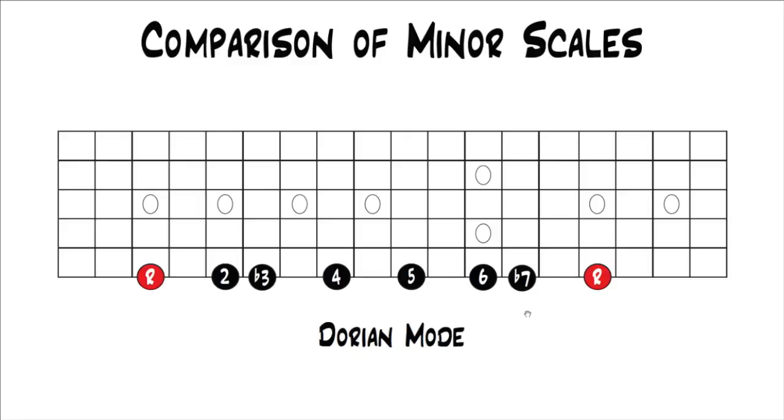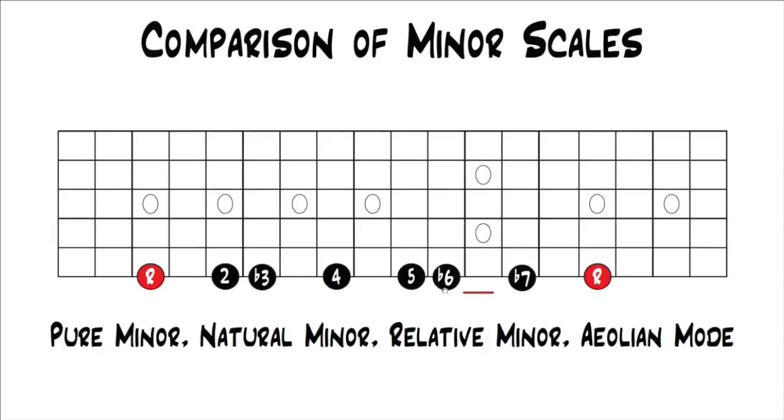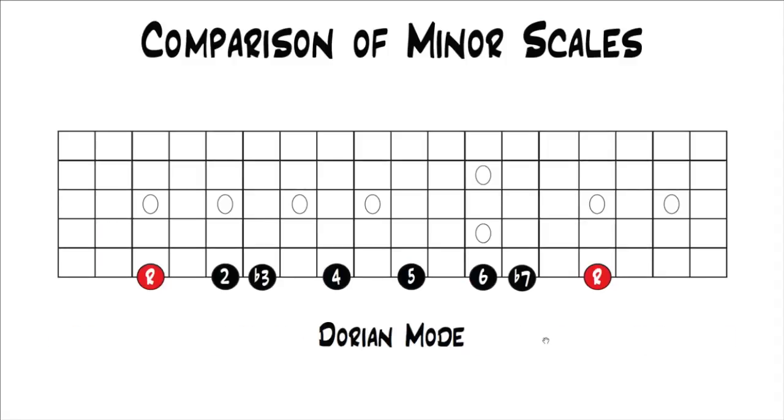And the only difference between the Dorian mode and the Aeolian mode is that the Dorian mode has the natural 6, the Aeolian mode has a flat 6. So if you just take the Aeolian mode or the natural minor scale, raise the 6 a half step, you end up with the Dorian mode.